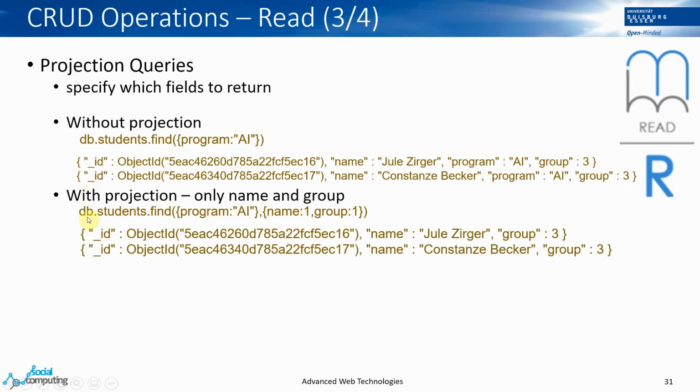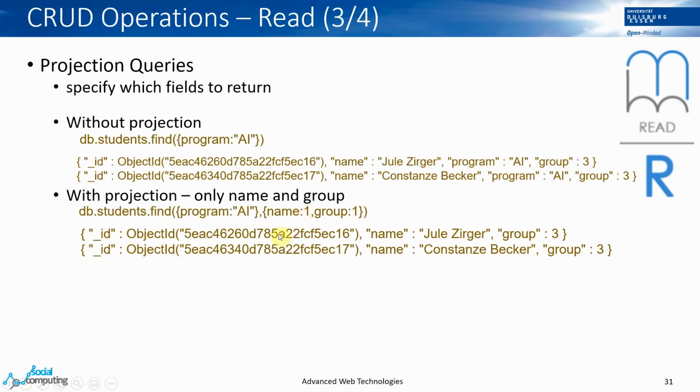For example, here the find condition is still the same, program AI, but after the comma we specify name 1 and group 1. This 1 indicates that this item should be returned, and what we see in the result is that we get ID, name and group. Now the program is not coming in the result, but you can still see that the ID is still there, even though it was not specified in the projection that it should be returned.